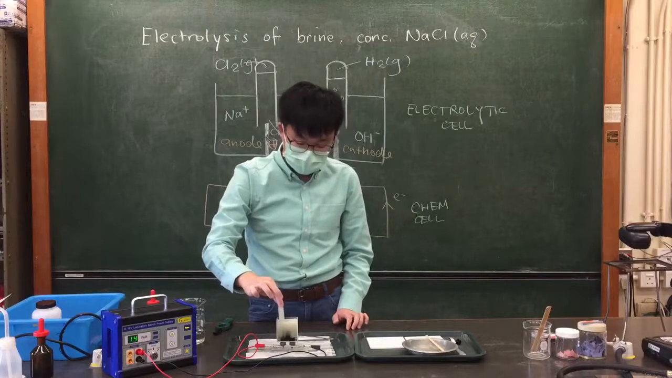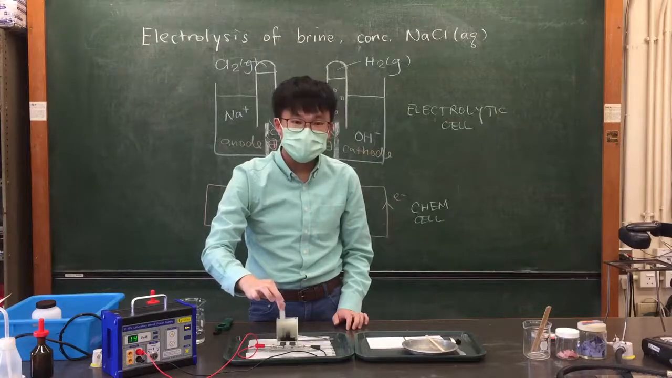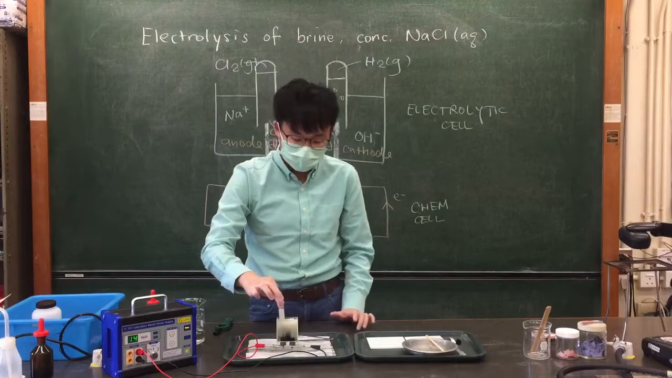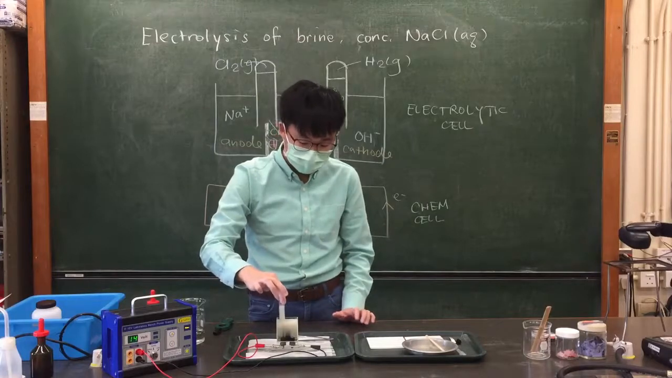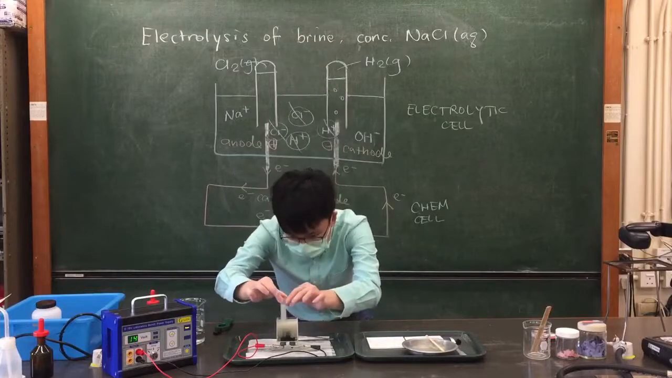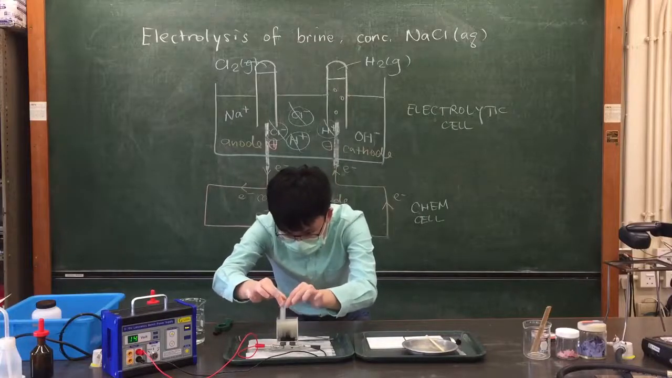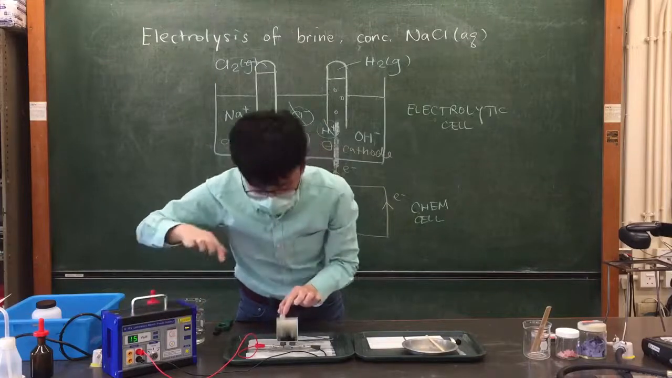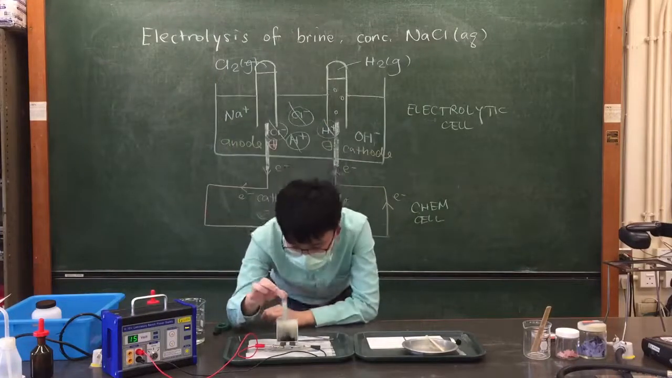And of course, we need to wait a while. Wait a little bit first. And because of the bleaching effect, the universal indicator has made the solution colorless already. Chlorine is actually quite slow, huh? How about I increase the voltage a little bit? Oh, it's maximum already, 15 volts.